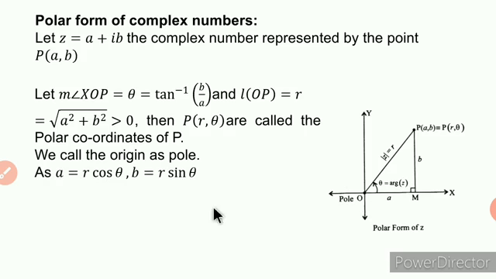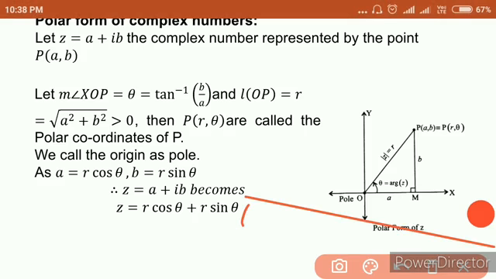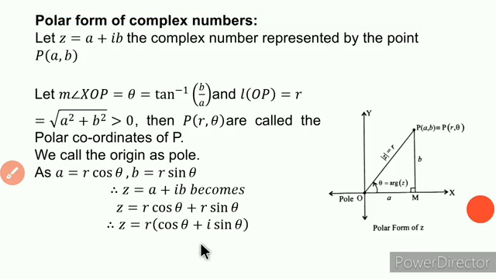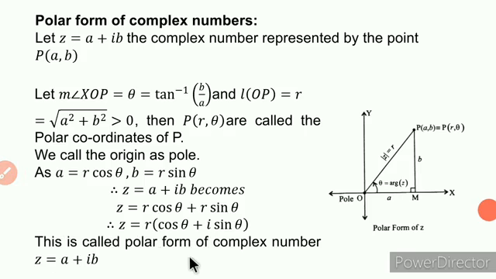As a is equal to r cos theta and b is equal to r sin theta, we get z is equal to a plus ib becomes now z is equal to r cos theta plus r sin theta into i. Make here one correction, here is i there. Make this correction: r cos theta plus r sin theta into i. And if we take r as the common part, inside the bracket we remain with cos theta plus i sin theta. And therefore z is equal to r into cos theta plus i sin theta. This is called the polar form of complex number a plus ib.